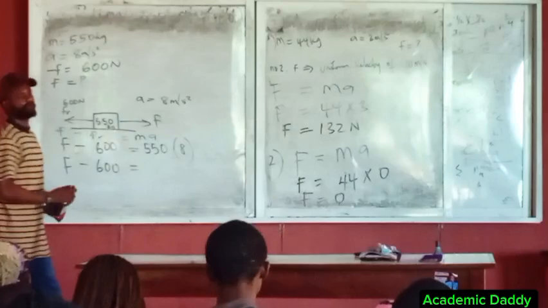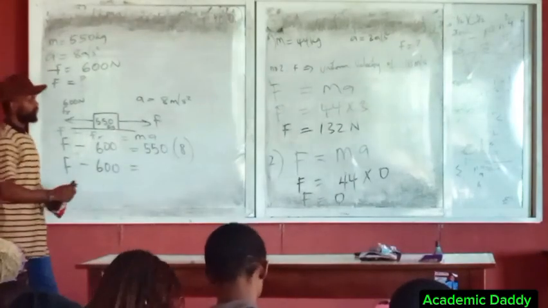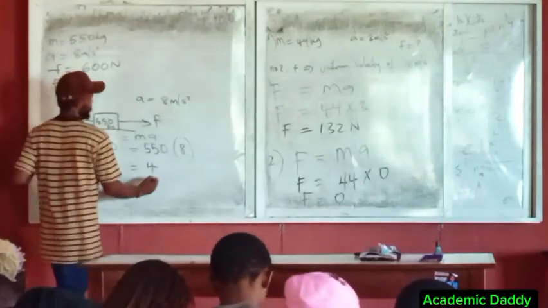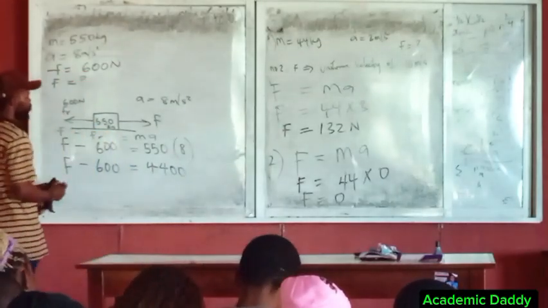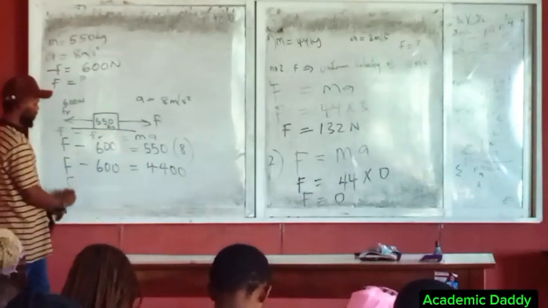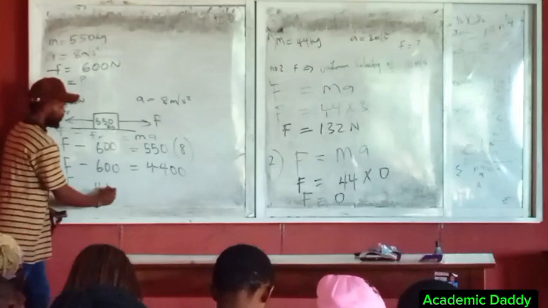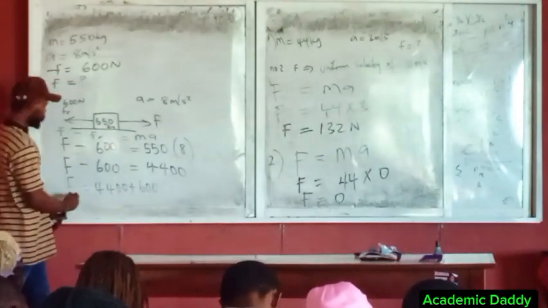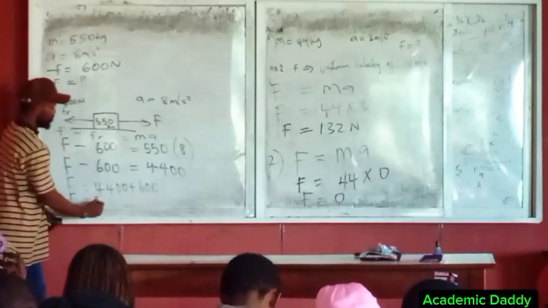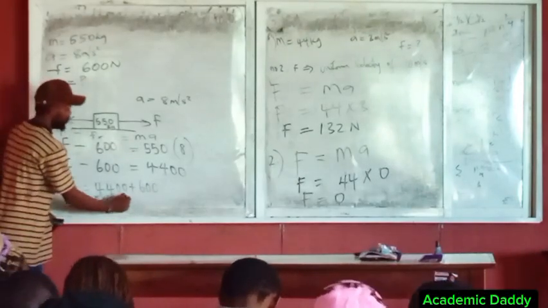I have 550 times 8. You are the one that will be doing the punching. So by the time of the equality sign, F will be equal to 4,400 plus 600, which will be equal to what? 5,000. So 5,000 Newton.